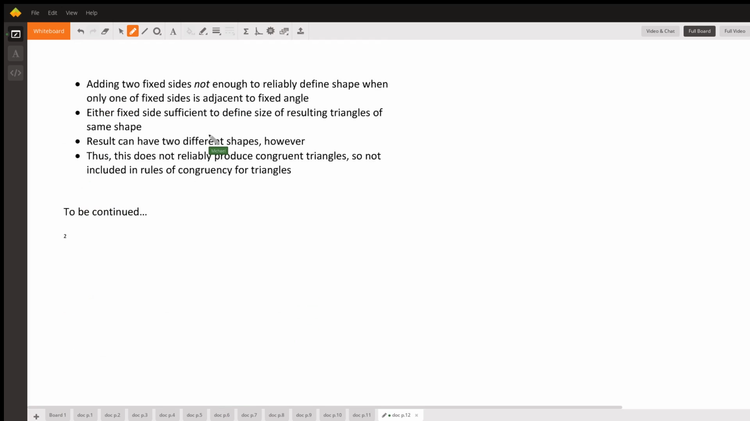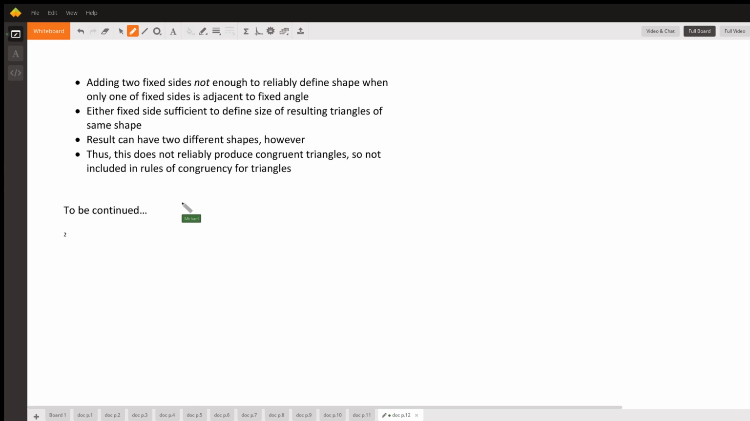And adding two fixed sides in this case is not enough to reliably define the shape when only one of the fixed sides is adjacent to the fixed angle. So either fixed side is sufficient to define the size if they had the same shape, but they can have two different shapes. So this does not reliably produce congruent triangles, so it's not included in the rules for congruency.